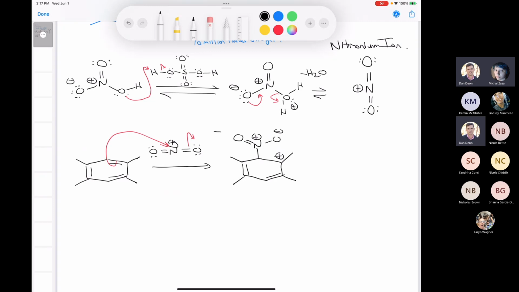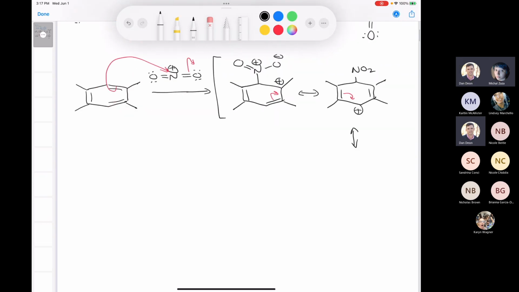And now we can draw all the resonance contributors to the sigma complex. So let's just get some practice in that. We can move this bond over here. I'm going to draw a little bit of an abridged version here, so I'm not going to draw the entire Lewis structure of the nitro. I'll just put that over here. And then that can happen again. We have another allylic carbocation, and so we can draw a 3rd resonance contributor.